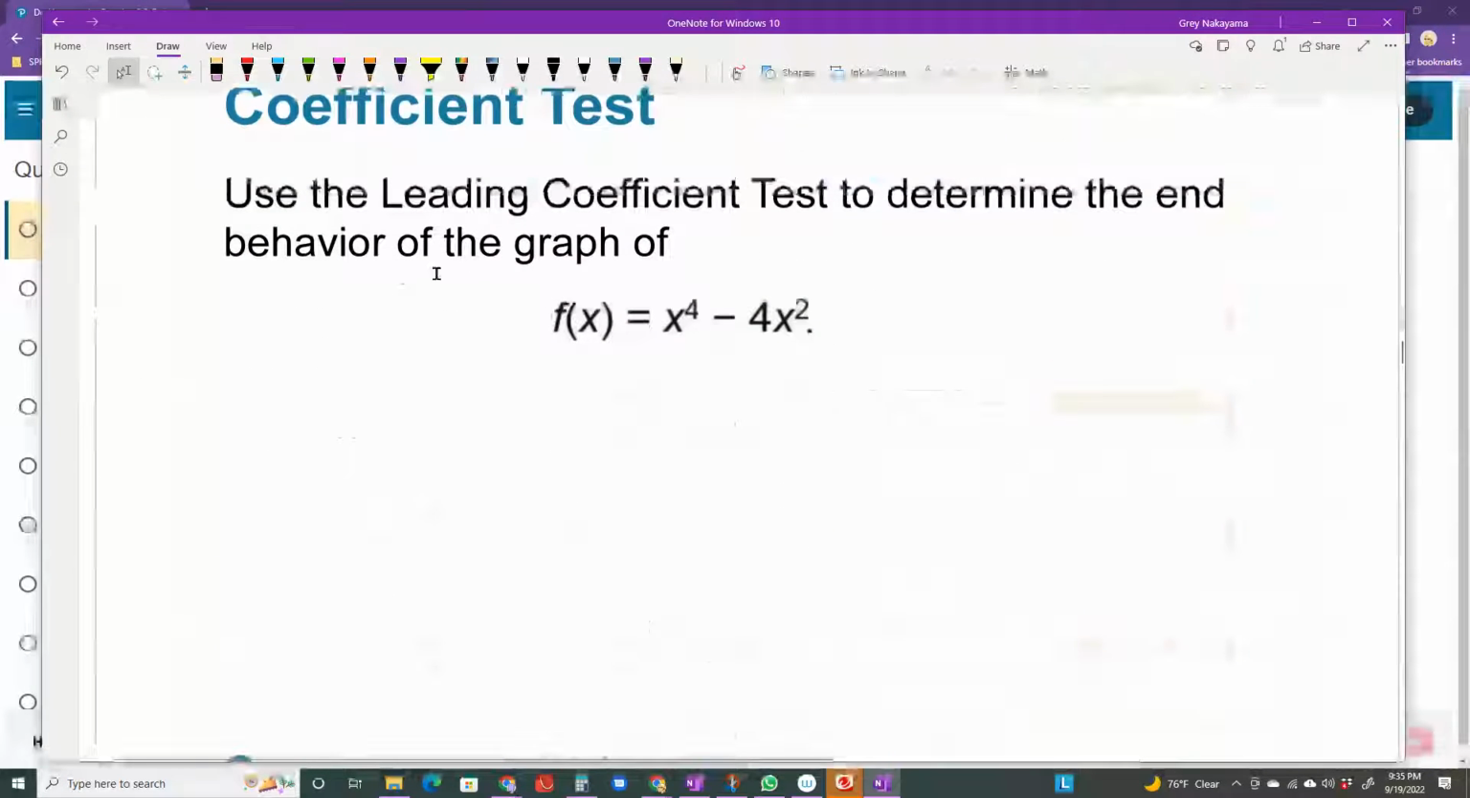So here's an example of what you got to do. Use the leading coefficient test to determine the end behavior of the graph. So I'm looking for the highest exponent. The highest exponent in this case is a 4, which is an even number.